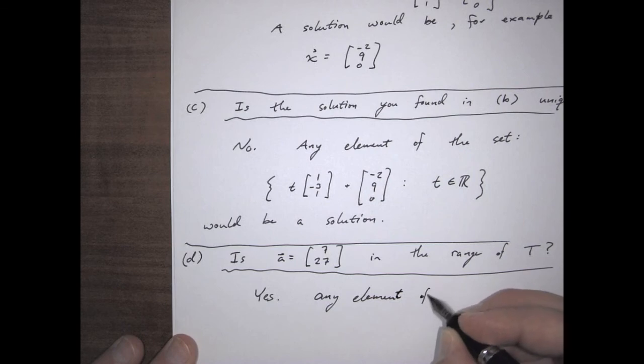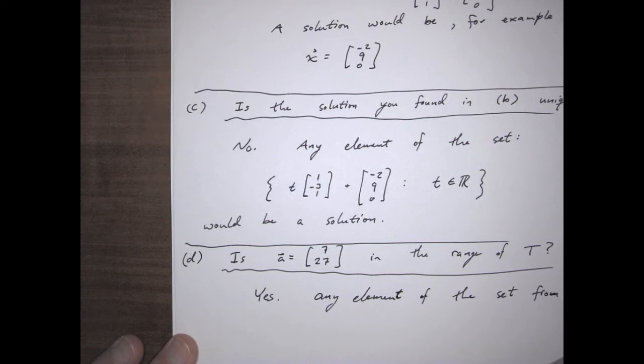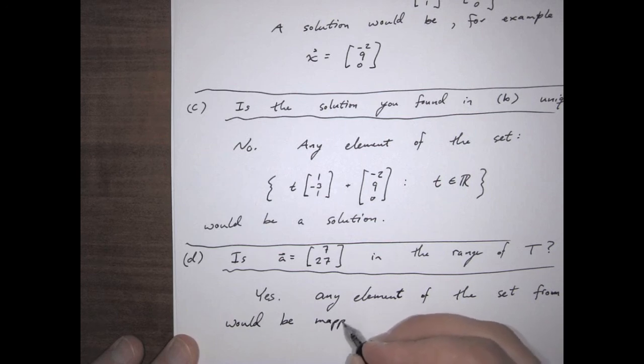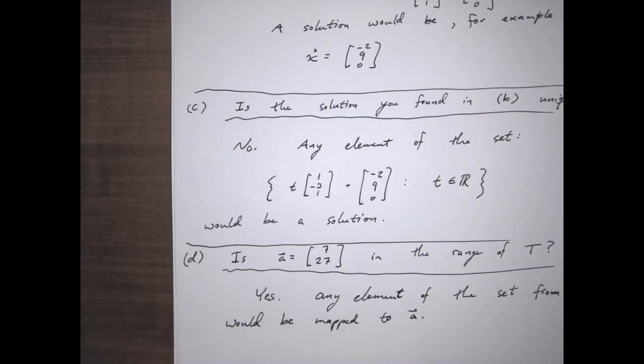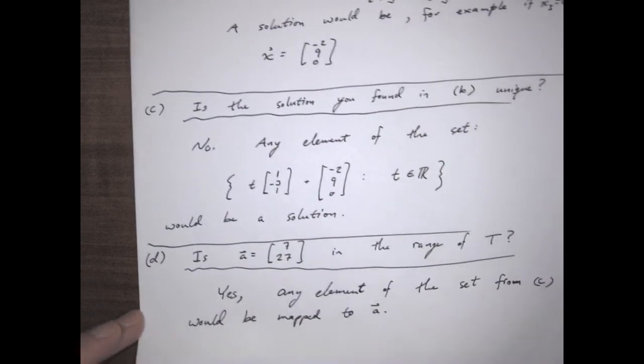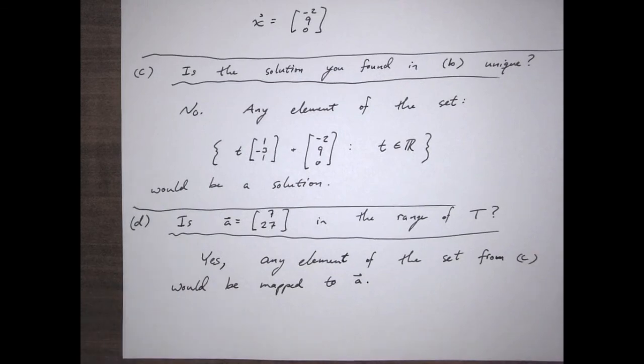Yes. And that's because any element of the set from the previous question would be mapped to A. So that's what it means to be in the range, is that it has to somehow be hit by some element from the set. And sure enough, it is.